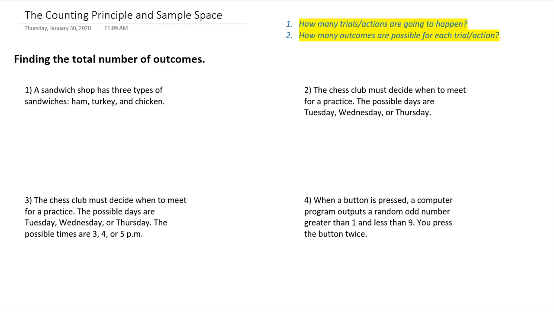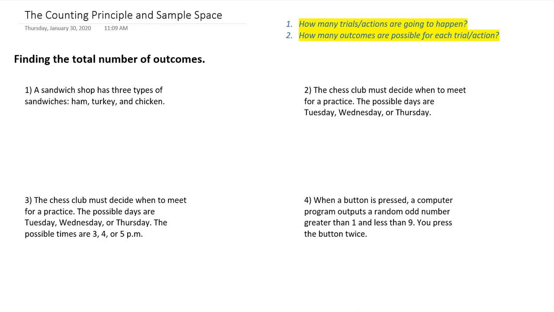So there's two questions we're going to ask ourselves. The first question is, how many trials or actions are going to happen? For example, how many times are we going to roll a die? How many items of clothing are we going to choose? That kind of thing. How many different actions are going to happen? And then the second question is, how many outcomes are possible for each one of those trials or actions?